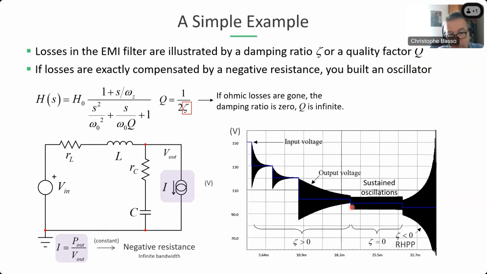But here, at some point, the negative behavior perfectly compensates the losses incurred by the ohmic elements in this filter, and you build an oscillator. It's a negative impedance type of oscillator, and the oscillations are sustained. The damping ratio is equal to 0. The Q is infinite, and the poles are exactly located on the imaginary axis. And now, that's the issue, there is another, more dangerous issue. If you start increasing the current, then suddenly the poles jump to the right half plane, and you start having a divergence of the oscillations.